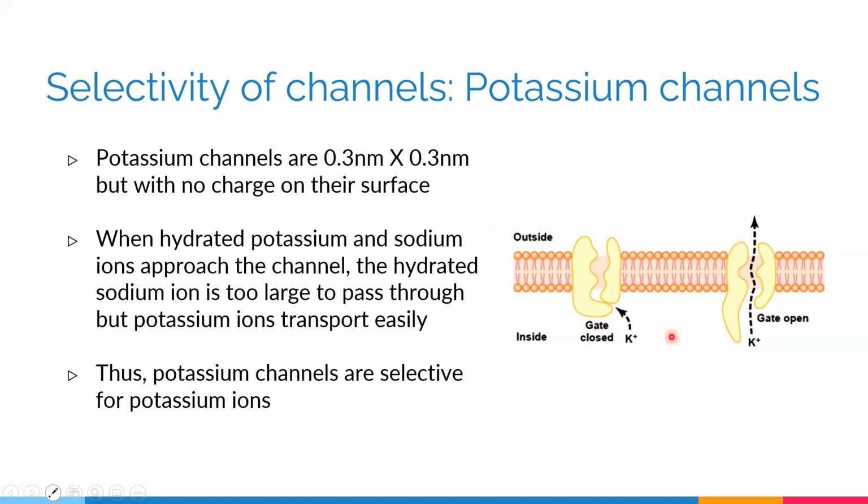Thus, potassium in the hydrated condition acts as a smaller molecule and can easily pass through the pore channel, but sodium ions are blocked. Thus, potassium channels are selective for potassium ions. This is how the selectivity of various protein channels is maintained.